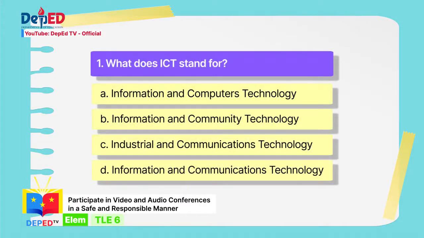Letter A, Information and Computers Technology. Letter B, Information and Community Technology. Letter C, Industrial and Communications Technology. Letter D, Information and Communications Technology. The correct answer is letter D, Information and Communications Technology.